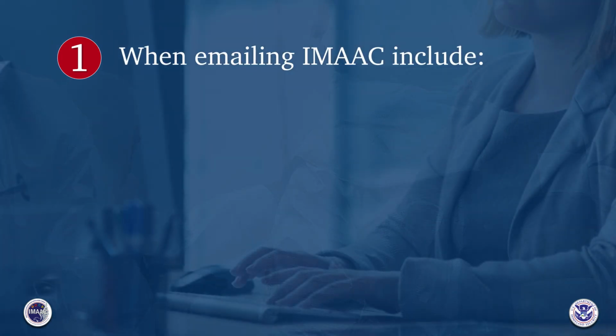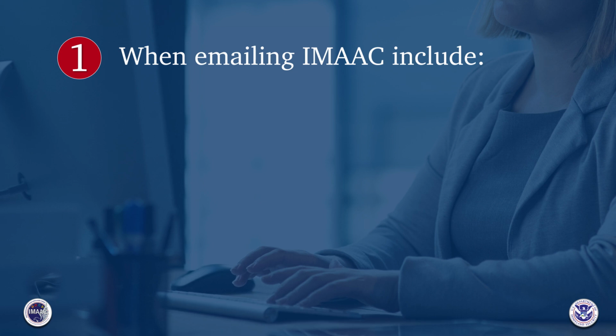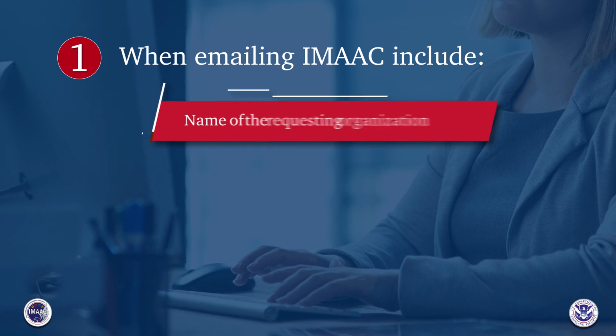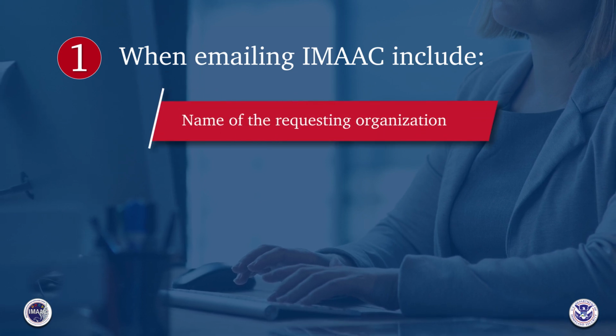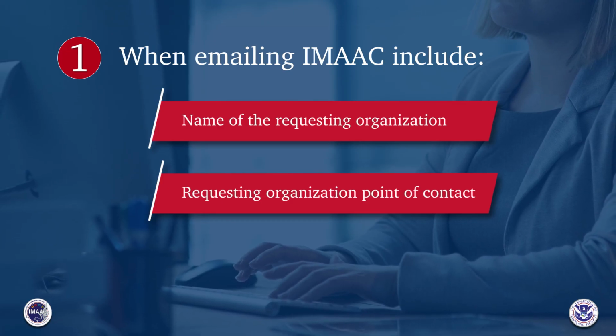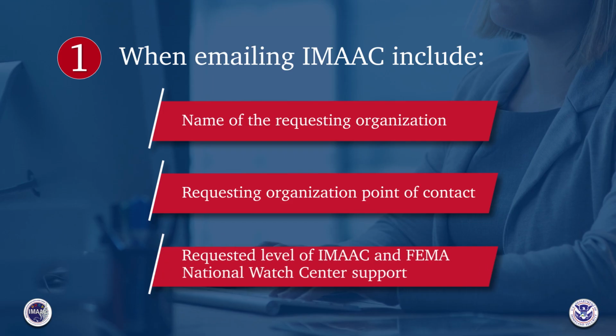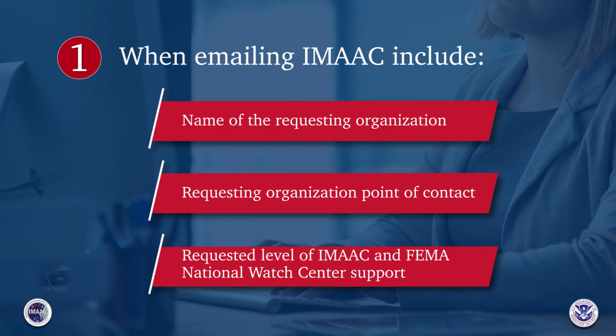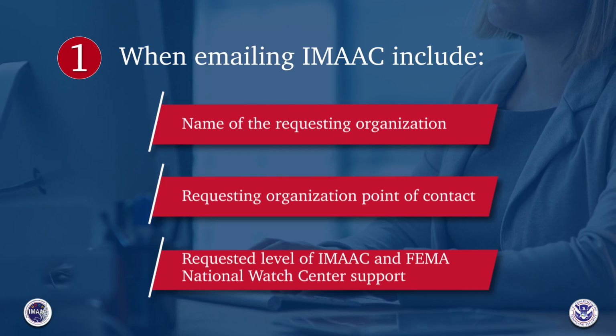When emailing IMAAC, requesters should include at minimum the following information. 1. Who the requesting organization is. 2. The requesting organization point of contact name, email address, and phone number. And 3. The requested level of IMAAC and FEMA National Watch Center support, for instance, if the organization desires planning support, exercise conduct support, or both.